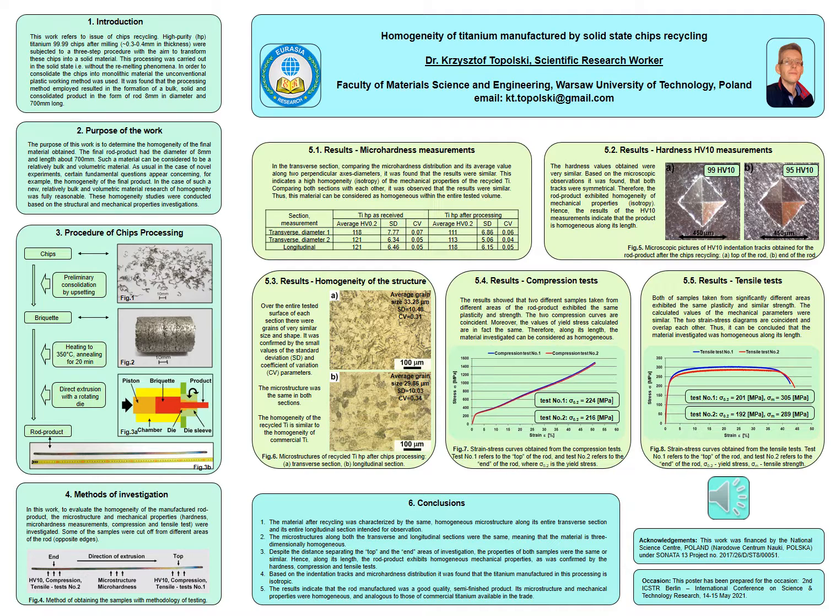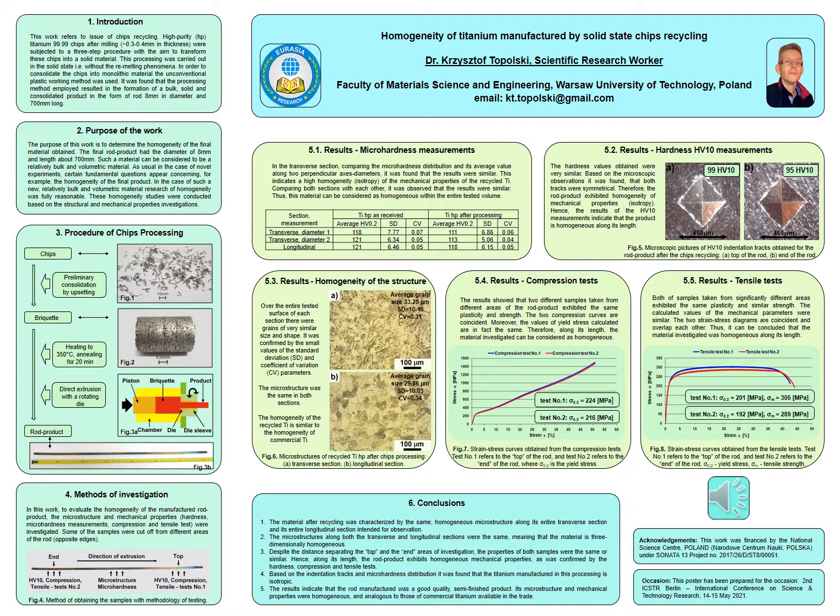Now, I would like to show the results of compression test. This is section number 5.4. In the figure 7, the strain-stress curves obtained from the compression test are visible. The results of this investigation show that two different samples taken from different areas of the rod exhibited the same plasticity and strength. The two compression curves are coincident and they overlap each other closely. Moreover, the calculated values of the yield stress are in fact the same. Therefore, along its length, the material investigated can be considered as homogeneous.